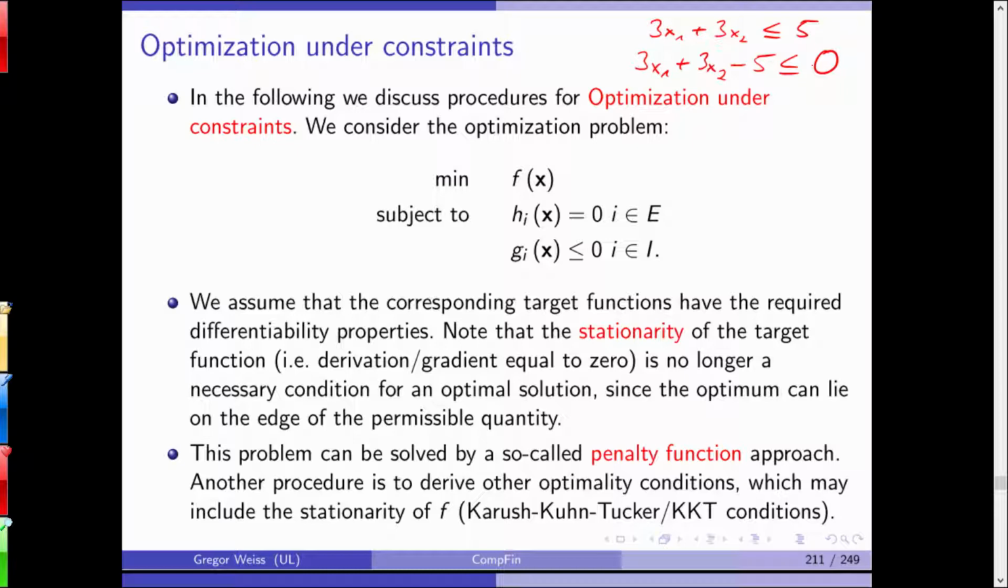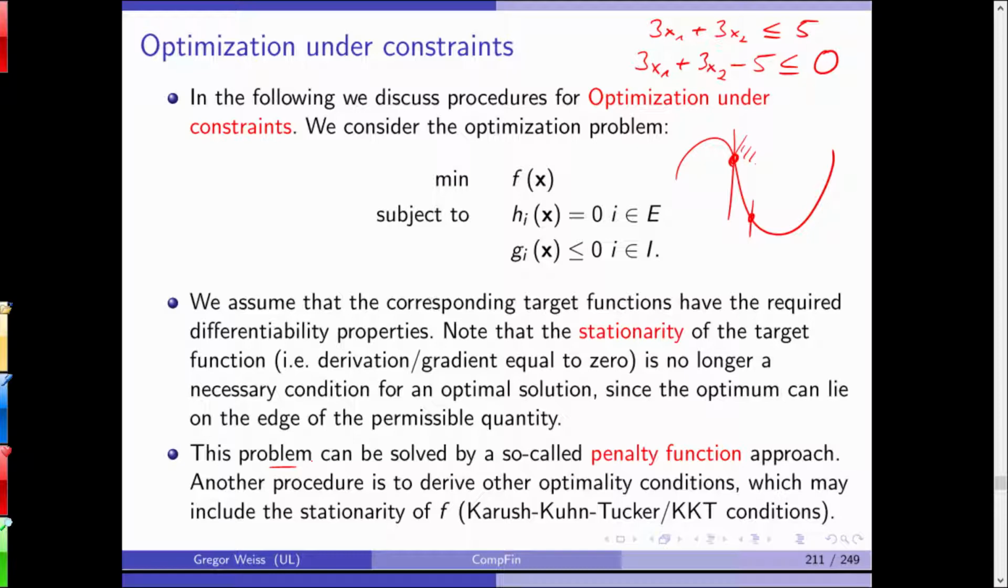Now, again, remember that stationarity of the function is no longer a necessary condition for a point to be an optimum. Why? Again, if you have a function like this and you only look at this area here, the function's derivative will never be 0 in this solution space. And you cannot simply solve for the first derivative or the gradient to be 0, but you need to look at the edge as well.